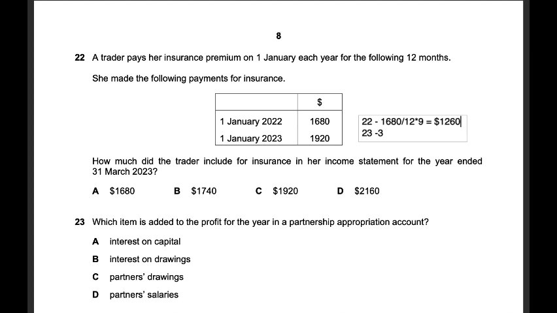Then we have 2023, that is 3 months. So 1,920 divided by 12 into 3. That is $480. You can cross-check through your calculator if there is anything. Alright. So the total amount will be 1,260 plus 480, giving us $1,740 as our answer, which is option B.